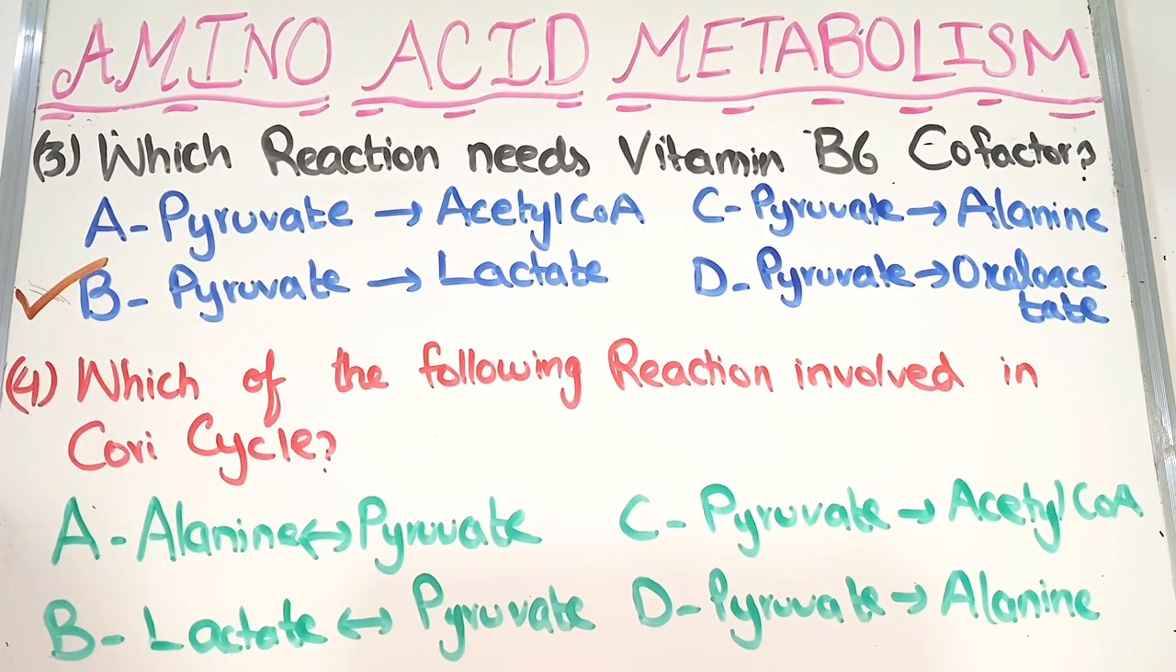So the next question is: which of the following reactions is involved in the Cori cycle? I hope you remember in amino acid metabolism, the Cori cycle in which we convert pyruvate into lactate or lactate into pyruvate, which was a reversible reaction. So the right answer is B. These are some important questions which you should know. So memorize them, please, guys.